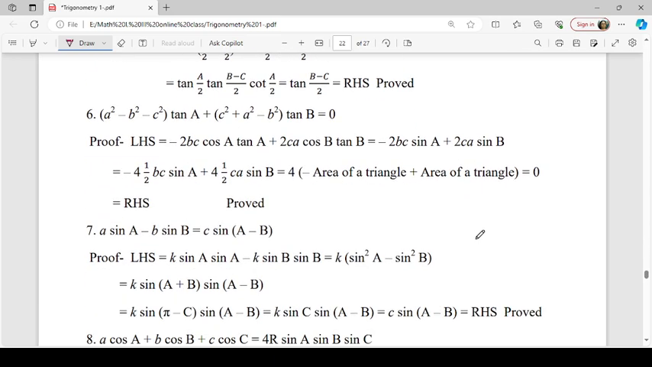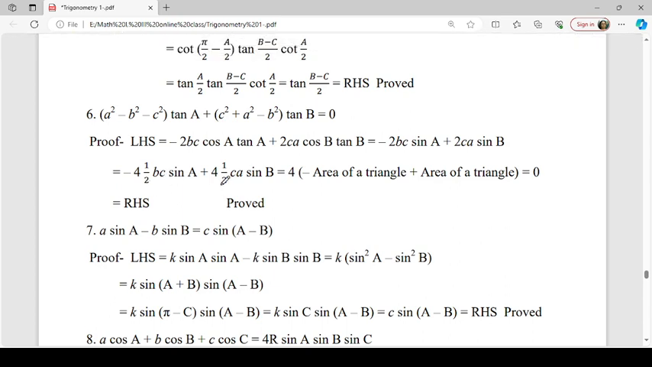Then this is also a square minus b square minus c square times tan A. To prove it, we use the cosine rule. The cosine rule is b square plus c square minus a square equals twice bc cos A, so it is minus twice bc cos A into tan A. Tan A is sine A by cos A, so cos A will go, and it will be minus twice bc sine A. This is the area of triangle, this is 0.